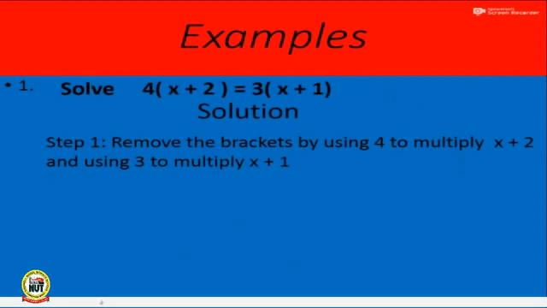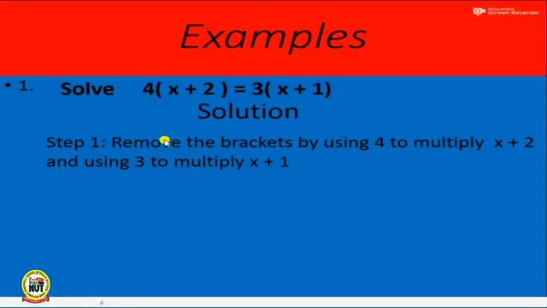Okay, class. Let's look at some examples before us. The first example, we are asked to solve 4 open bracket x plus 2 close bracket is equals to 3 open bracket x plus 1 close bracket. When a question is given, the first thing to do is to write out the solution, and the solution simply means giving an answer to a given problem.